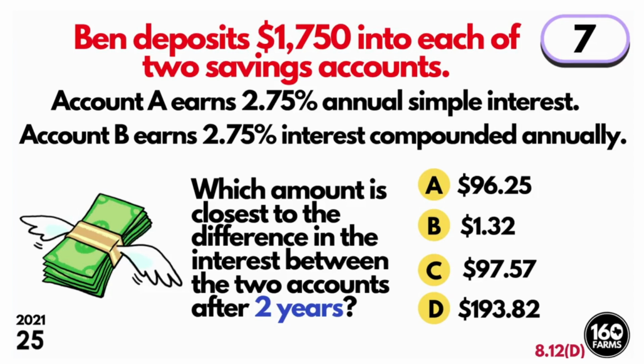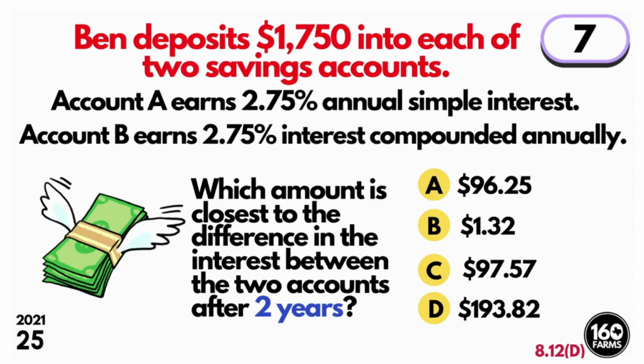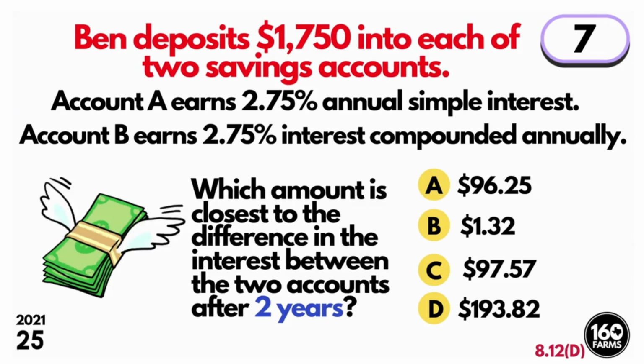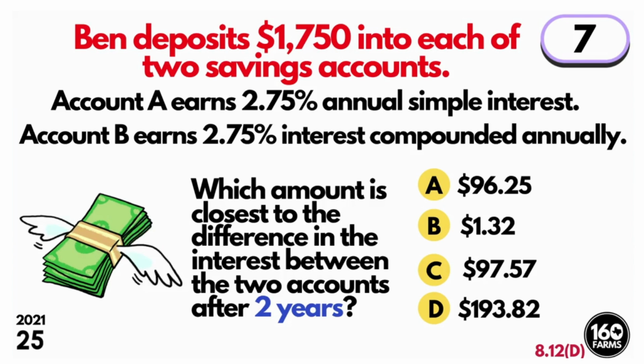Number 25. Ben deposits $1,750 into each of his two savings accounts. Account A earns 2.75% annual simple interest. Account B earns 2.75% interest compound annually. Which amount is closest to the difference in the interest between the two accounts after 2 years?